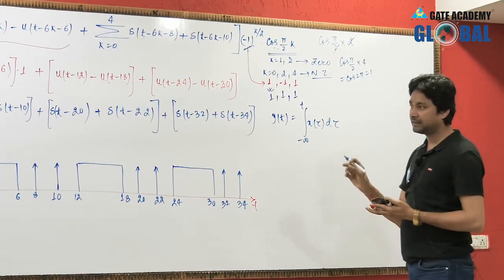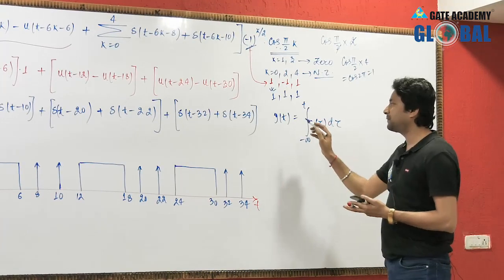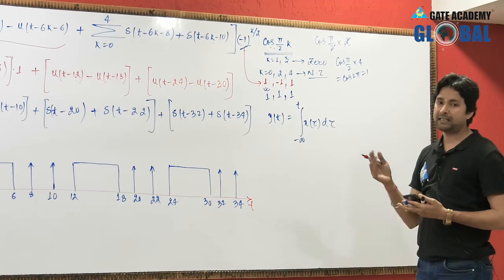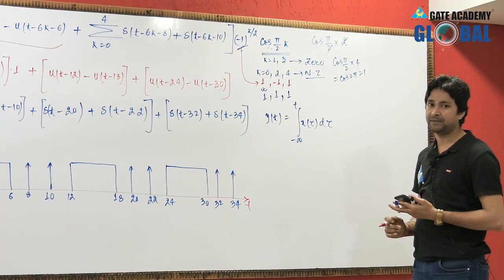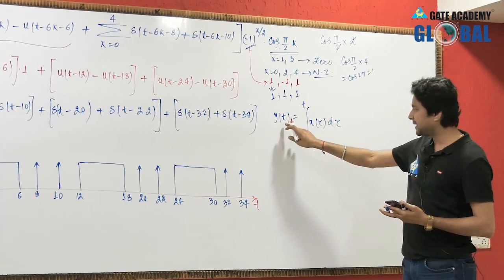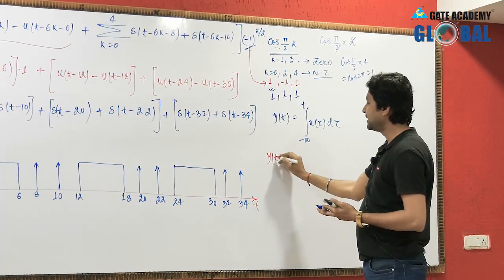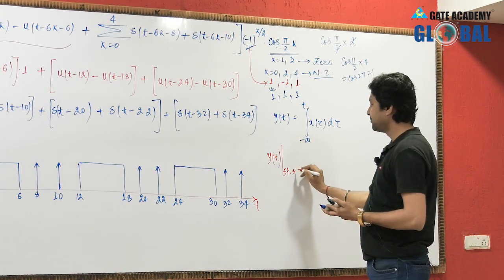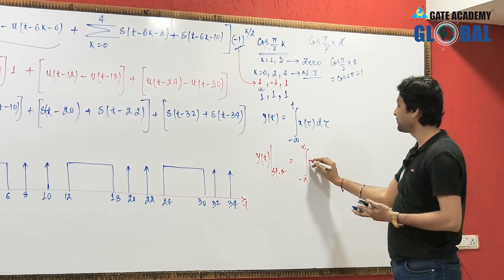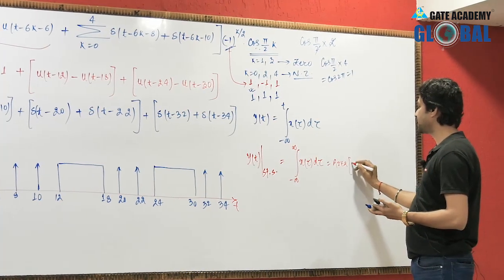So the first method that you must opt for to get this answer very easily is to find the steady state value. Steady state means at t equals infinity. So if you substitute t equals infinity for the steady state value of y of t, what does this integral become? It will be the integration from minus infinity to infinity of x of tau d tau, which is nothing but the area under the function x of t.